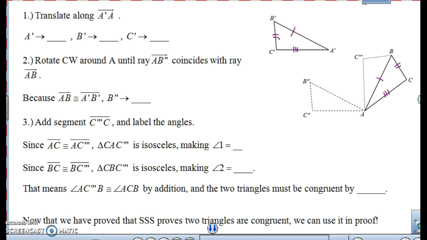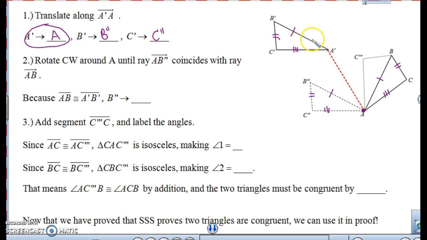Let me use my dotted line here with red, and here we're going to translate along A prime until we end up here. So this triangle becomes this triangle. A prime becomes A. So that means that A prime lines up with A, and that's the first point that we know lines up with each other. They correspond. B prime becomes B double prime, and C prime becomes C double prime. So there's the three points of the triangle. Now we have proved that A prime coincides perfectly with A.